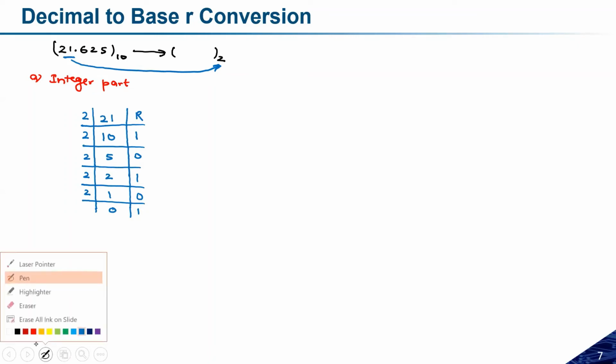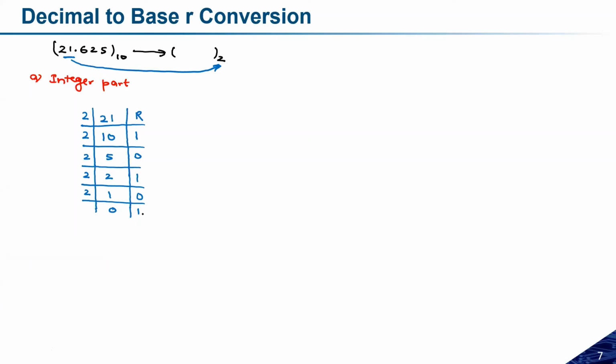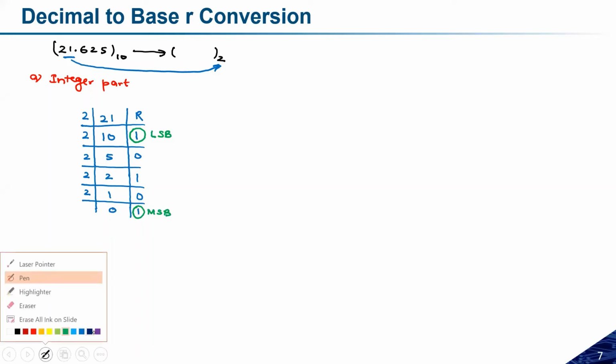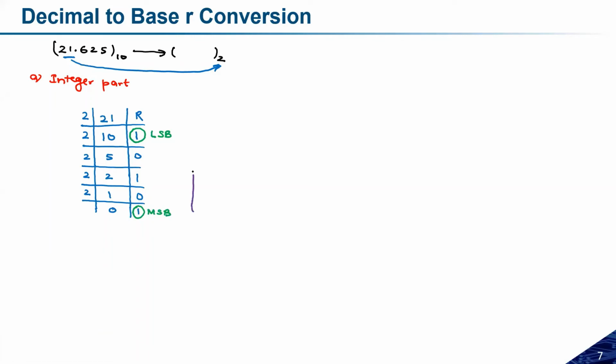After doing this, the information bits present in the remainders: the first one which we received becomes the least significant bit, and the last one which we received becomes the most significant bit. This means we have to write this number in the opposite order.